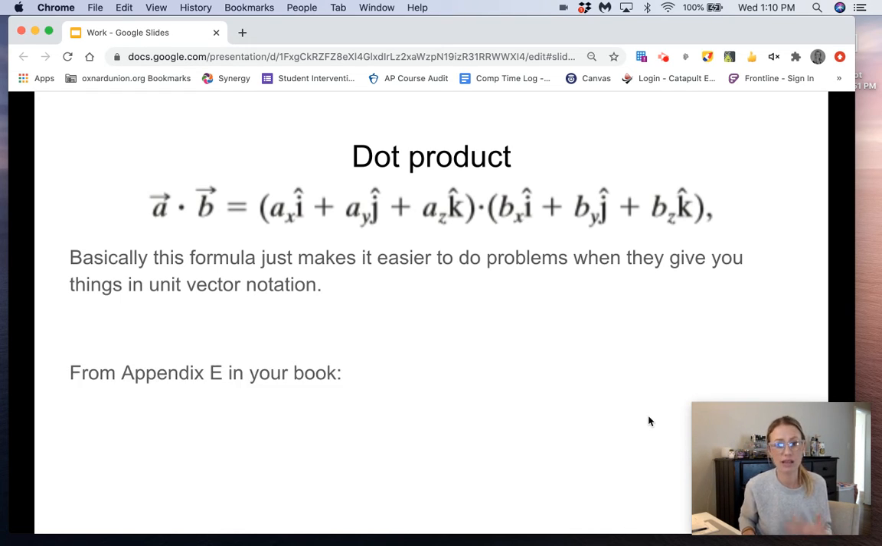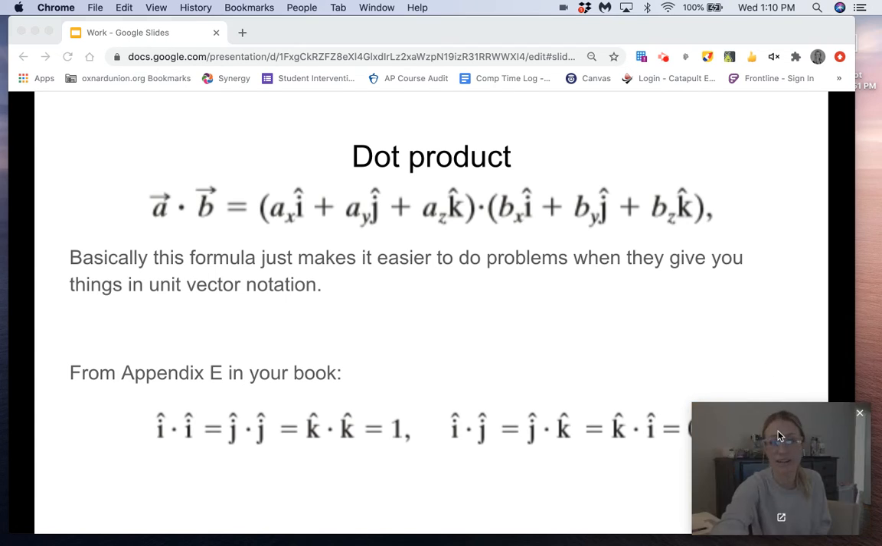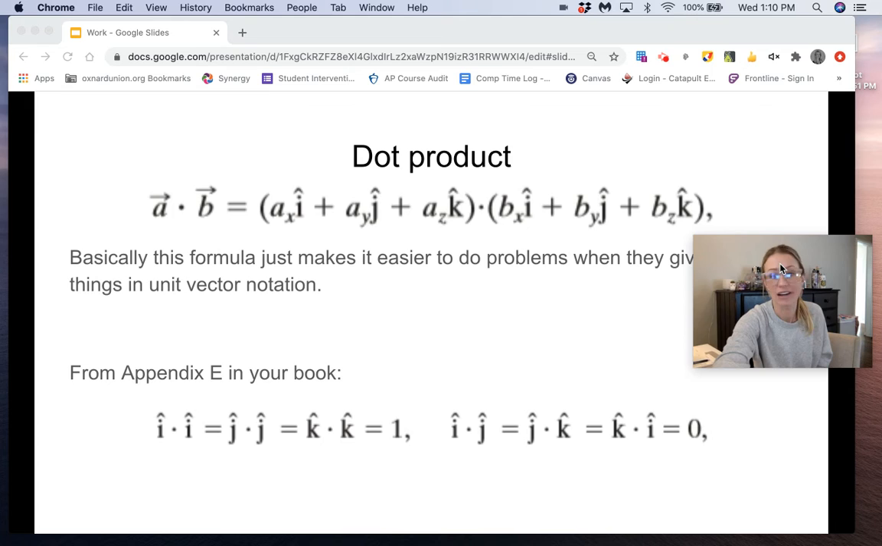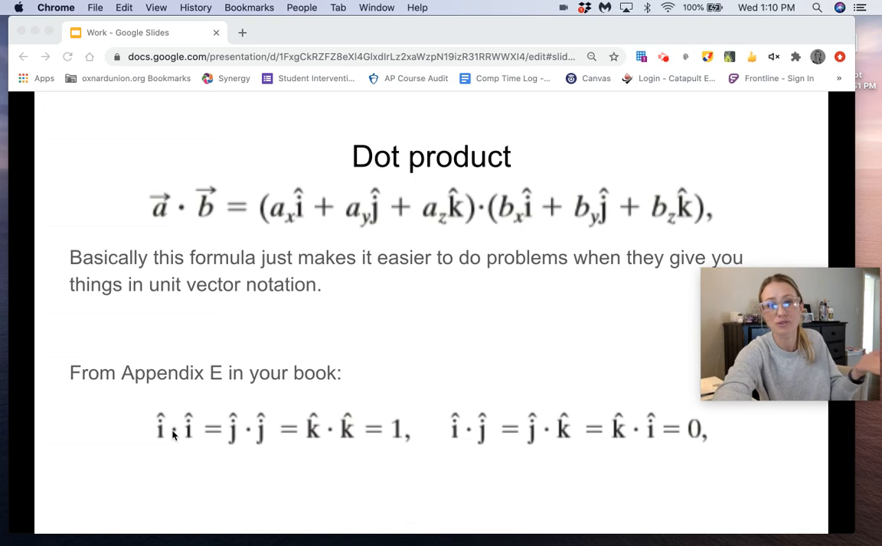So from appendix E in your book, I hat dot I hat and J hat dot J hat and K hat dot K hat, those are all equal to 1. However, I hat dot J hat or J hat dot K hat or K hat dot I hat, when you're not having a dot product between two similar direction unit vectors, then those are all equal to 0.